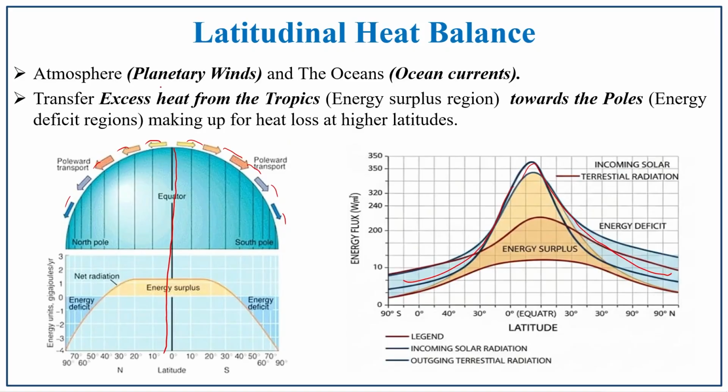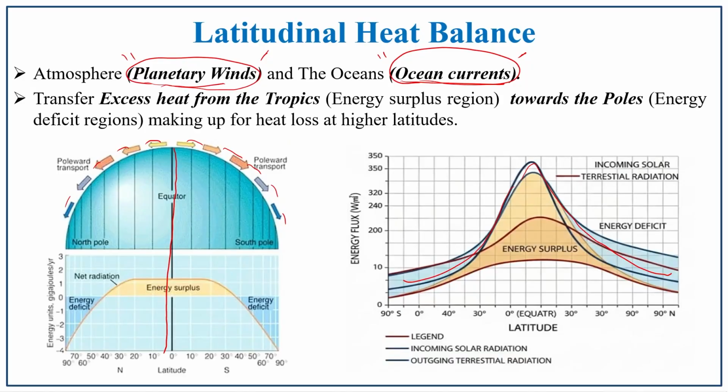The atmospheric planetary winds and ocean currents are the two major factors, the carriers, by which heat is transferred from the equator poleward. These two carriers are the most important tools which transport the heat from the equator and distribute it towards the polar region. So, this is the driving force.